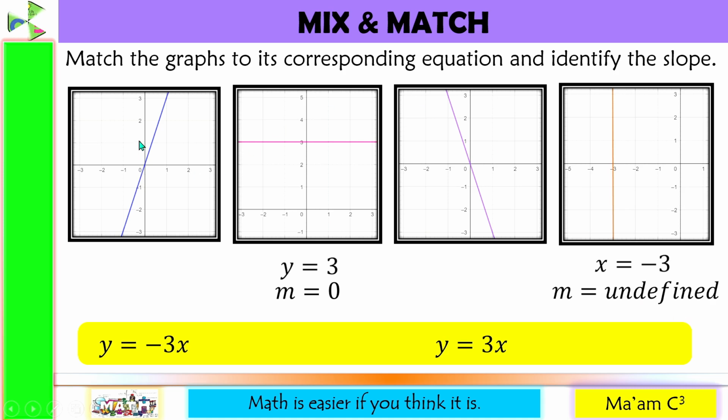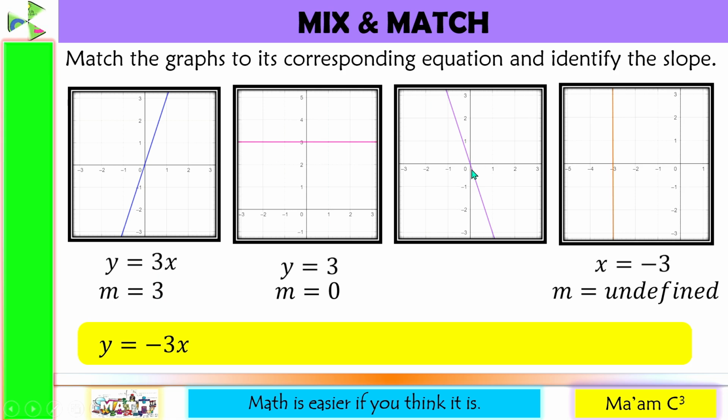This graph is starting from the origin. It moves 1, 2, 3 units up and then 1 unit to the right. So the slope of this line is positive 3. The equation of this line is y equals 3x. This is the slope, m is equal to 3.